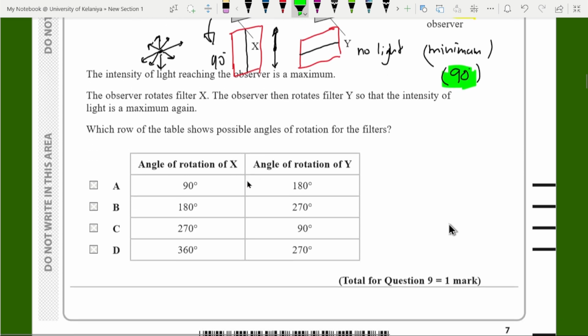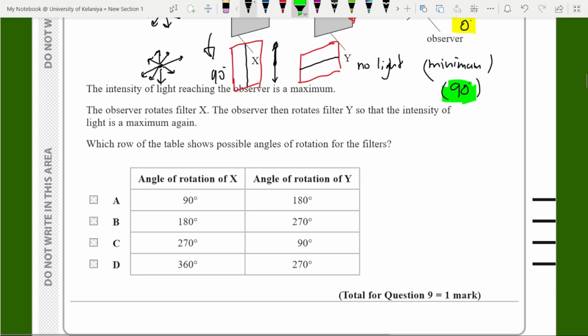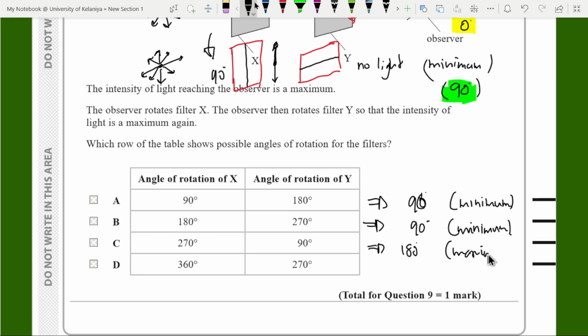So now we are going to check what will happen on the given data. Here the angle rotation of X is 90 now, the angle rotation of Y is 180 now. So the change in the angle between the polarizing filters is 90. Don't worry if it is positive or negative, because we are dealing with the change. So the change is 90, which will give us the minimum intensity. And here it is again 90, again minimum. In this case the change in the angle is 180, so you will get maximum. So this is the answer.